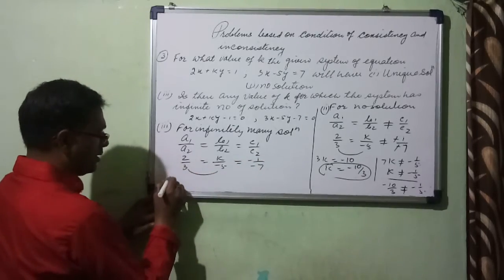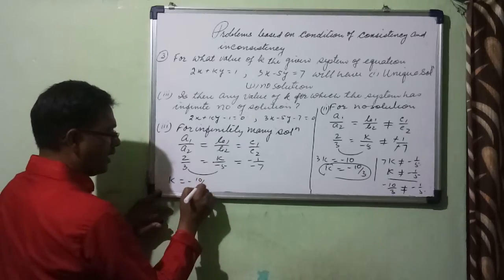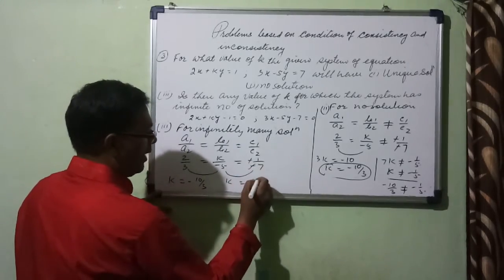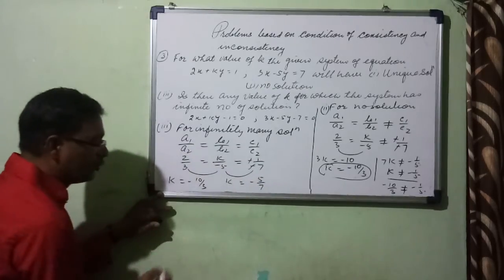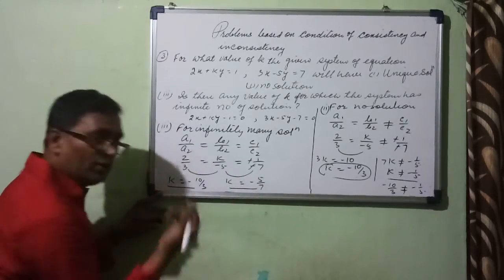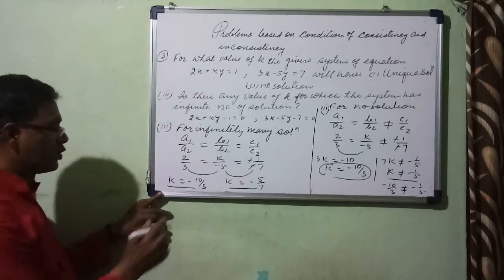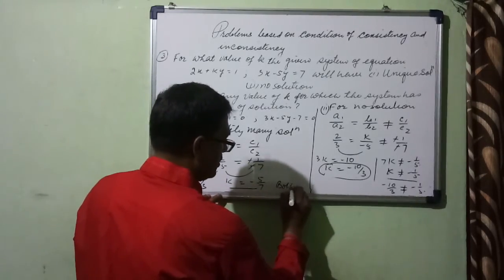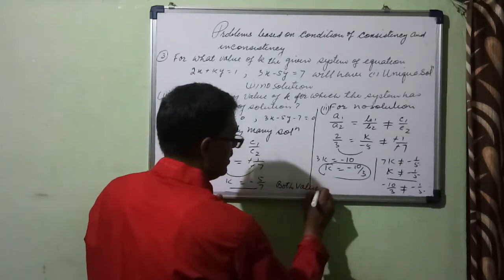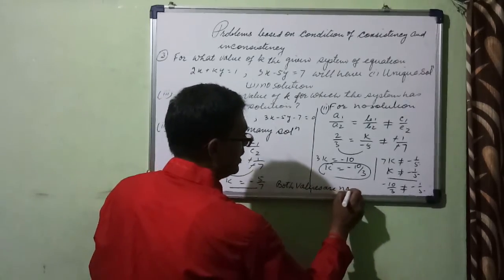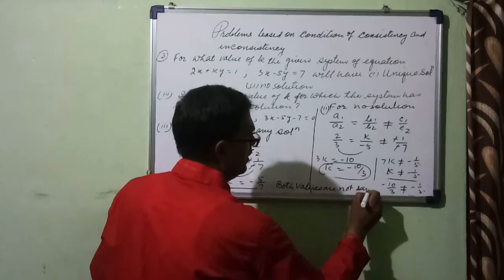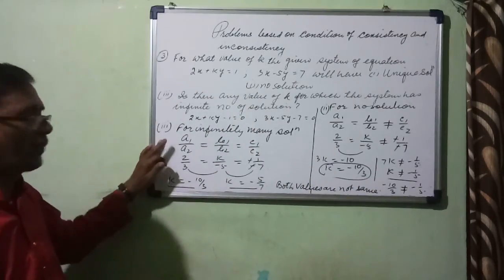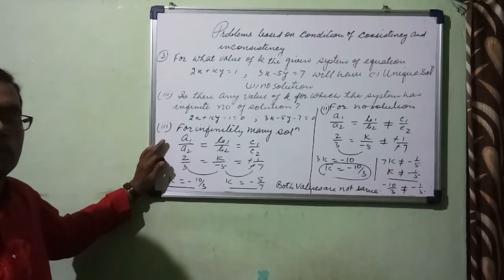From this you get the value of k is equal to minus 10 by 3. From this you get the value of k is equal to how much? Minus 5 by 7. Do you find the value of k you have got is the same? No. Both values are not the same. So therefore there is no such value of k for which it has an infinite number of solutions. Okay, thank you.